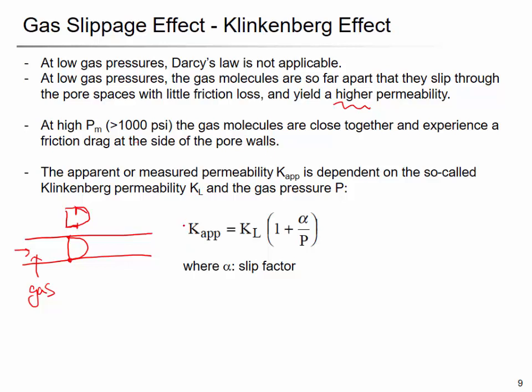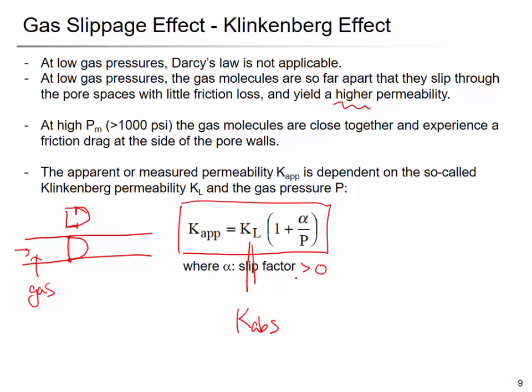So it's been correlated by this equation. K_app is the apparent permeability, and K_L is the Klinkenberg permeability, which is the same as the absolute permeability, presumably. And you can see that this measured permeability is inversely proportional to the pressure. So as the pressure increases, K_app will decrease. As the pressure decreases, K_app increases, right? Oh, the slip factor is always a positive value. So this is a positive value.